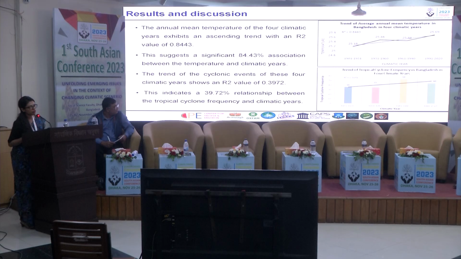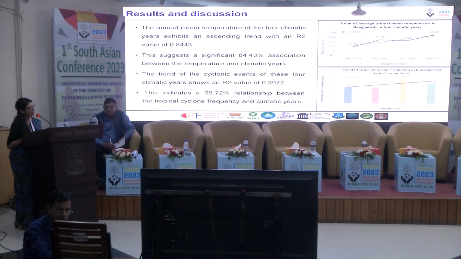So here is the discussion of our research work. If we look at the first graph, you can see the temperature scenario, which shows an accelerating rate with an R-square value of 0.8443, which depicts an 84.43% association between the temperature and the climatic years. We have divided the years into 4 climatic periods: 1901 to 1931, 1931 to 1960, 1961 to 1990, and 1991 to 2020. In these 4 climatic periods, you can see that the temperature shift has accelerated.